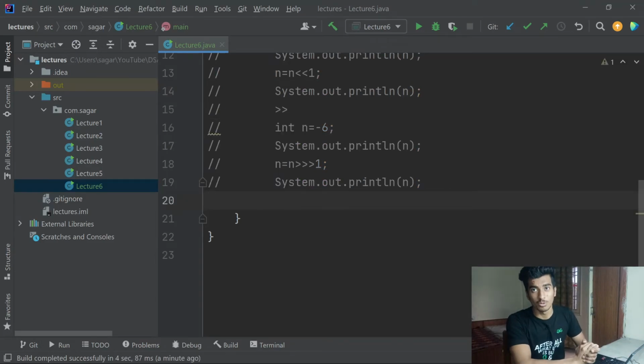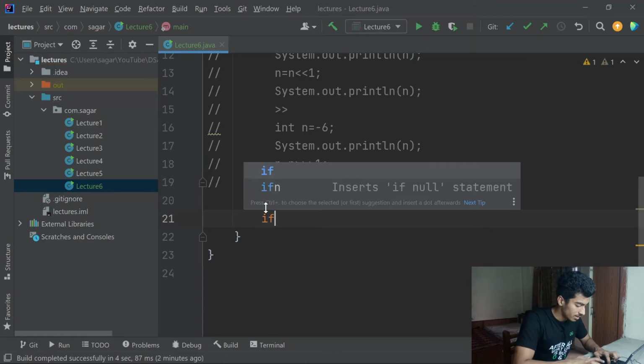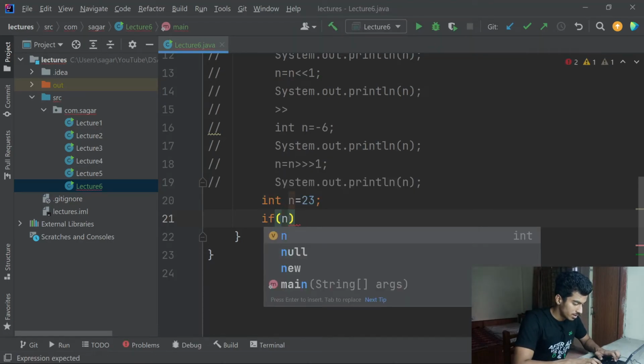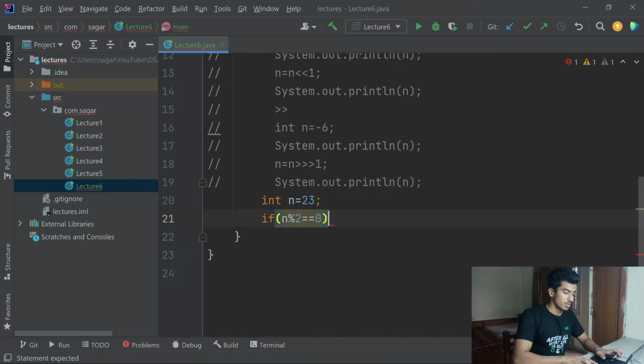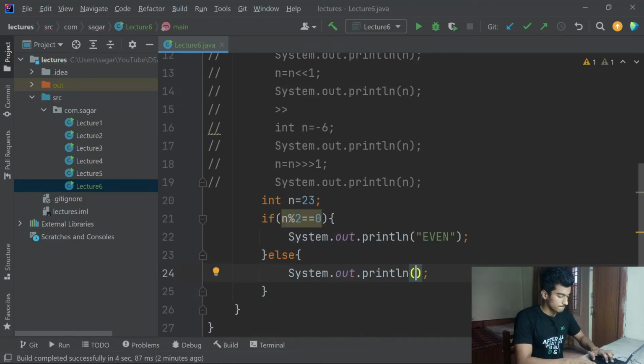Okay, now let us see some cool things. We learned that the last bit is used to define whether a number is odd or even. So how can we use this property? We can use this with bitwise operators. Suppose I have a number n equals 23. If my number is divisible by 2, that means it is even, else it is odd. We learnt about conditional statements in our previous video. If you don't know about this, don't forget to check out that one.